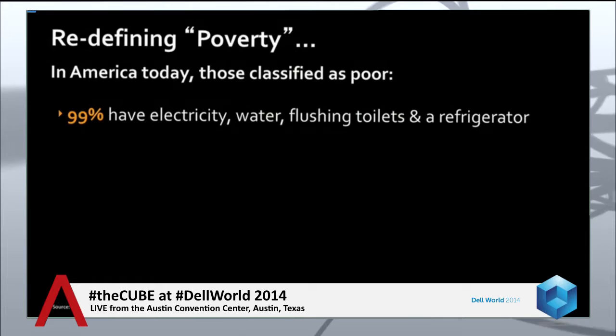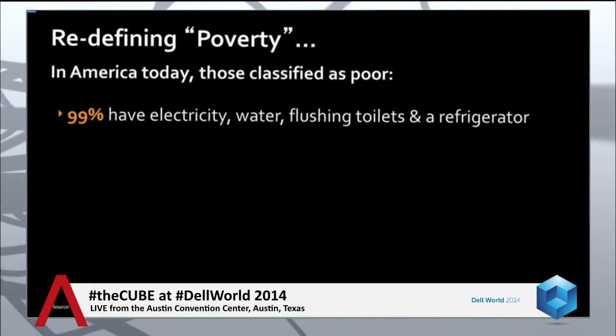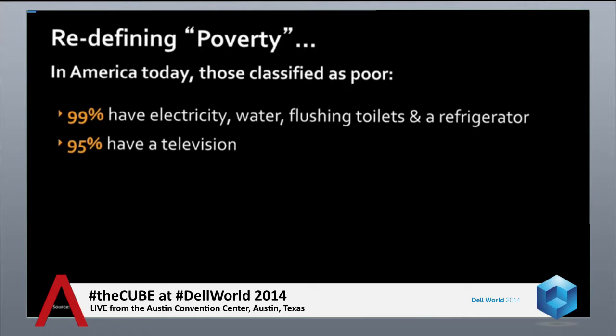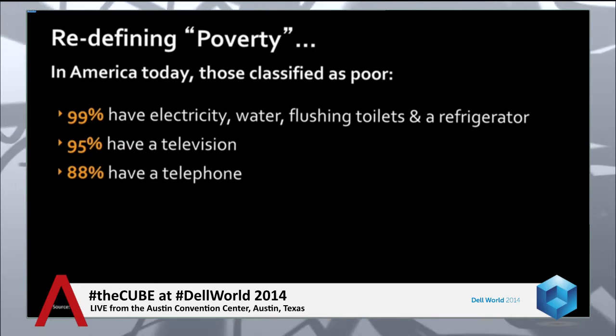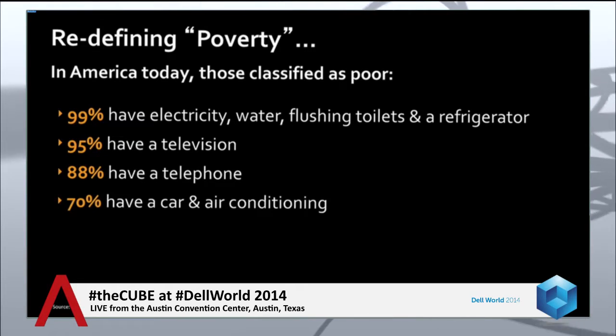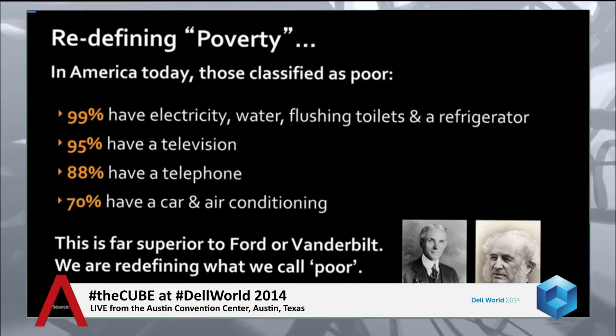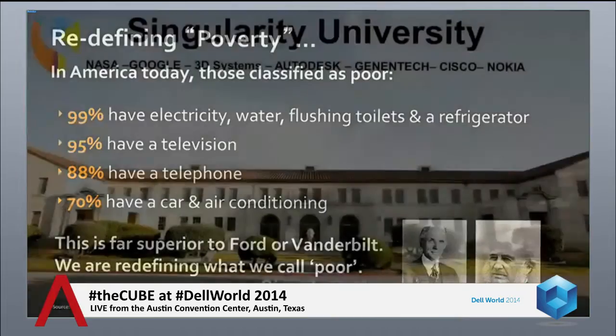And when you look at the data, it's extraordinary. Even the people below the poverty line here in the United States, the poorest, 99% have electricity, flushing toilets, running water, roof over their heads. You know, 95% have a television, 88% have a telephone, and nearly 3/4 have a car and air conditioning. The robber barons, the wealthiest on this planet, didn't have that 150 years ago. We are raising the poverty line.